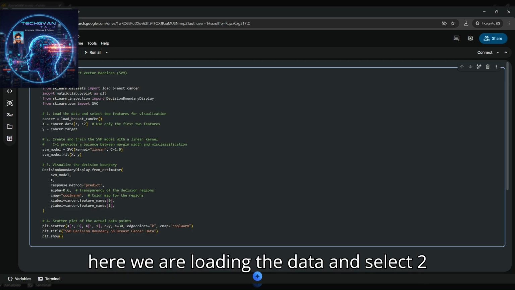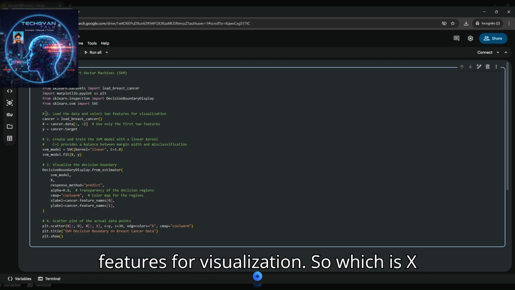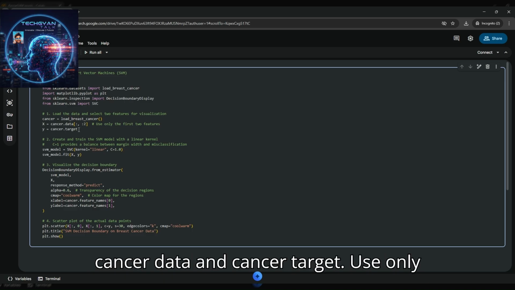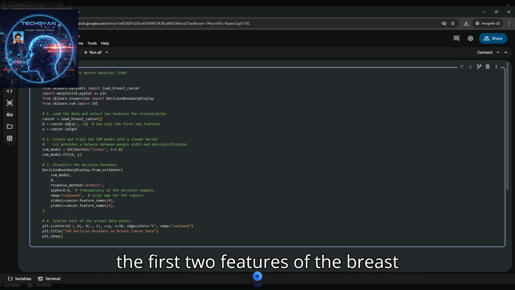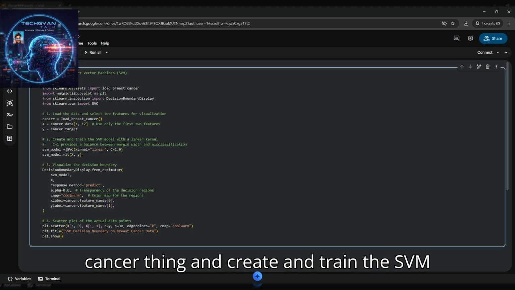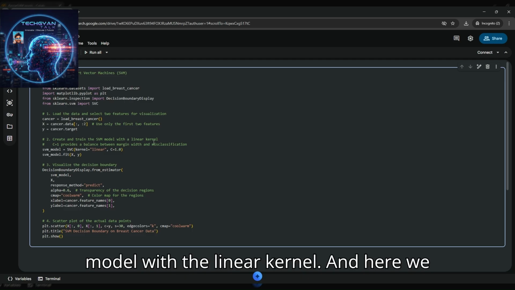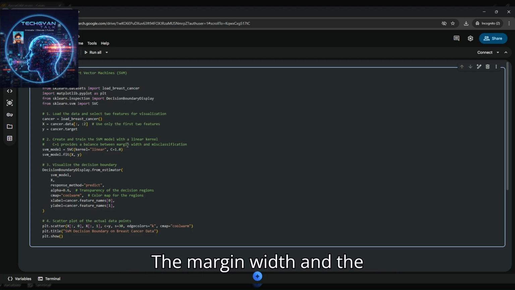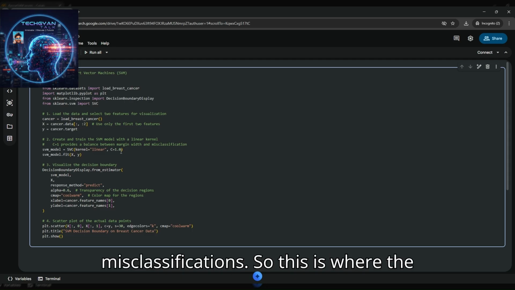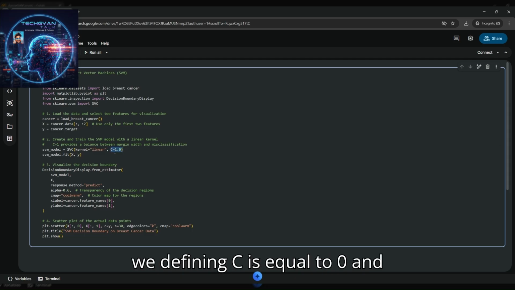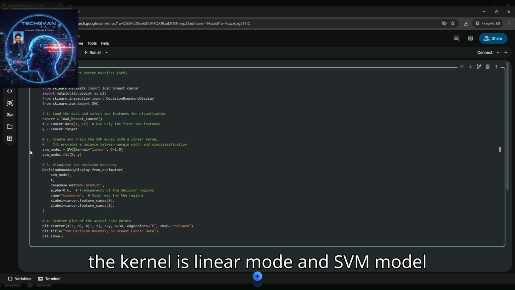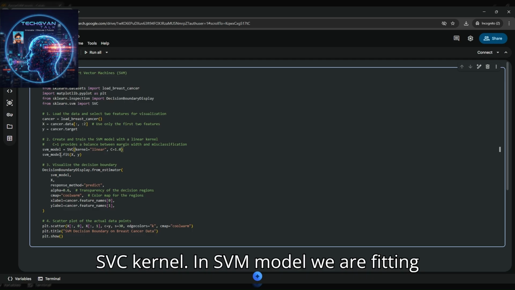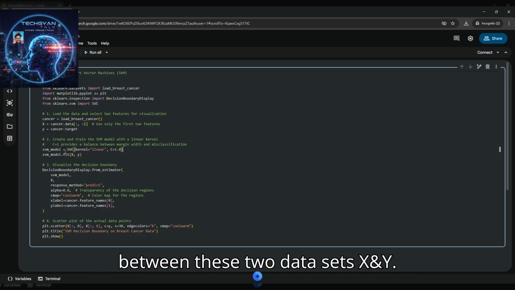And here we are loading the data and selecting two features for visualization, which is X from cancer data and y from cancer target. We use only the first two features of the breast cancer data. And we create and train the SVM model with the linear kernel. Here we are using C equal to 1, which provides a balance between the margin width and the misclassifications. And the kernel is linear, the SVM model is SVC, and we are fitting the SVM model on these two data sets, X and y.